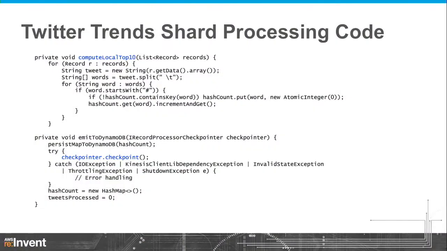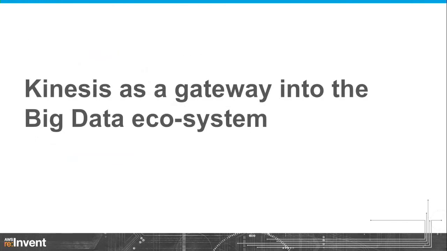Again, you're going to have to create your AMI and put in an auto-scaling group and things like that together. But this is the code that you're going to write for that implementation. So we think it's fairly straightforward and simple. Just to show you again, the compute local top 10, you're going to basically have a hash table. And inside of this emit DynamoDB, you'll write to Dynamo, and then you'll call checkpoint. That's going to do that update of that table, the shard management table that I described. So that's how you would write that one application.